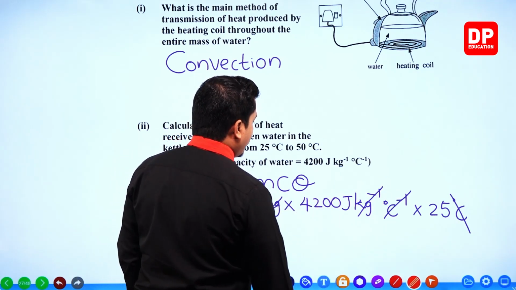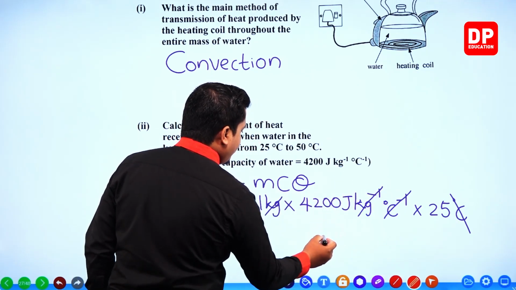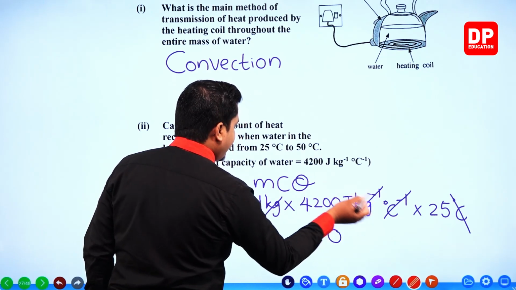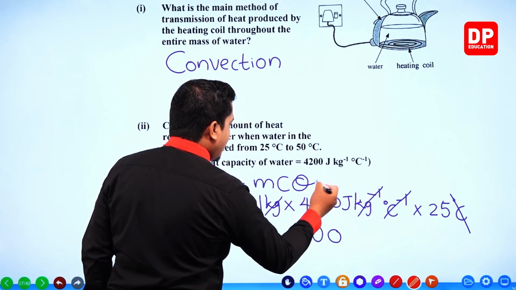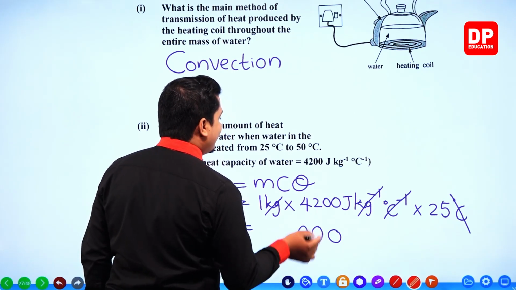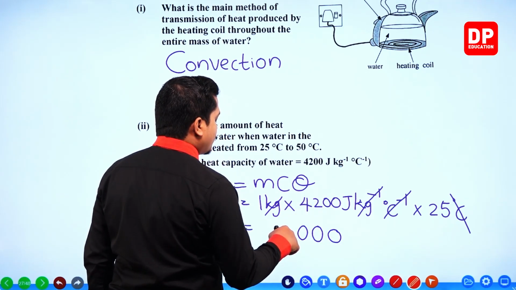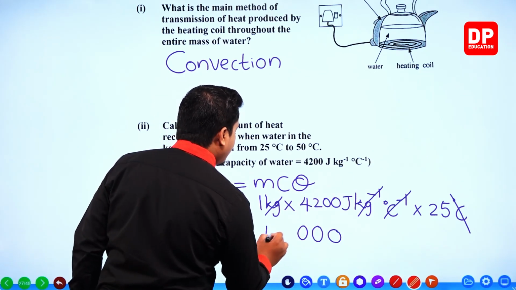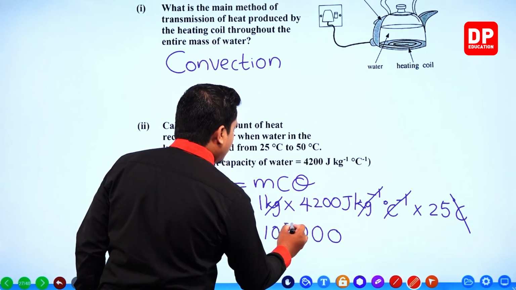4200 into 25 will multiply. 25 times 0, 0. 25 times 0, 0. 25 times 2 is equal to 50. 0, 5 is left over. 25 times 4 is 100. 100 plus 5, 105. What is the answer?